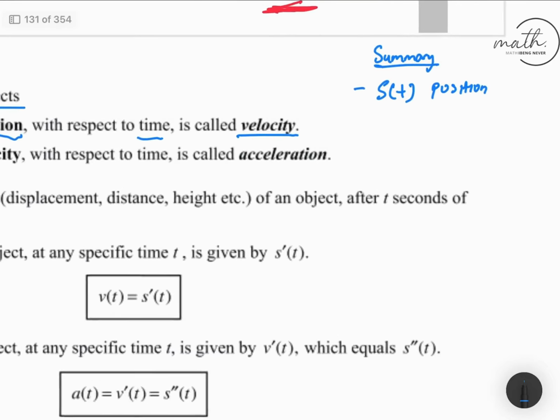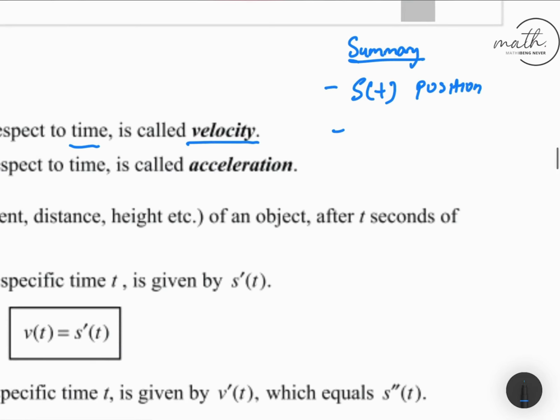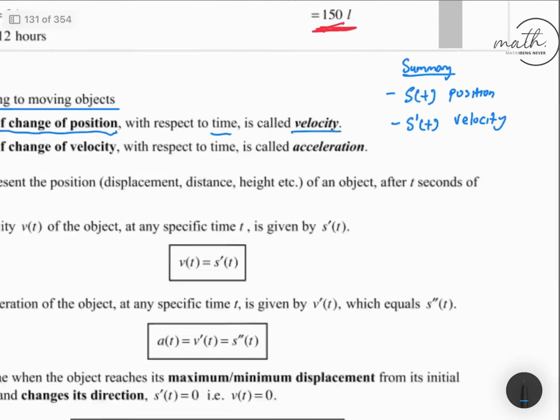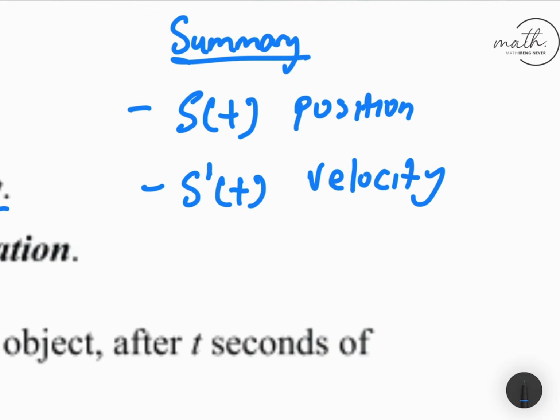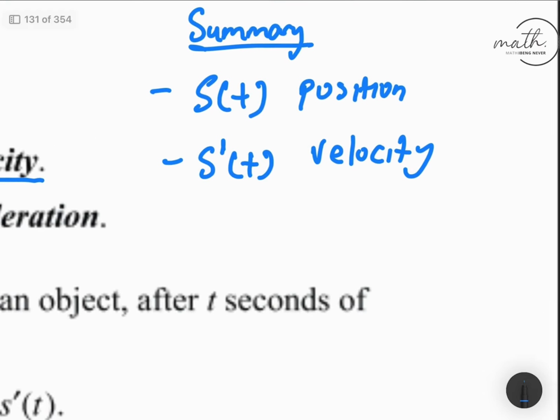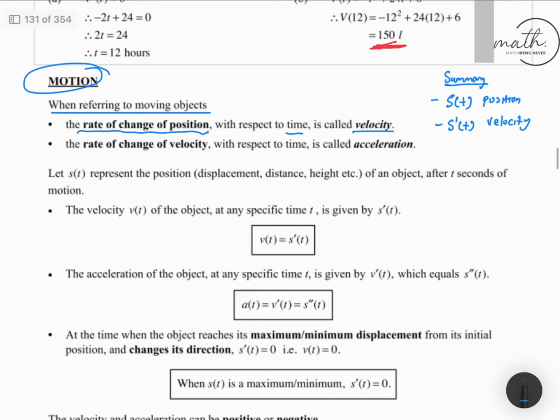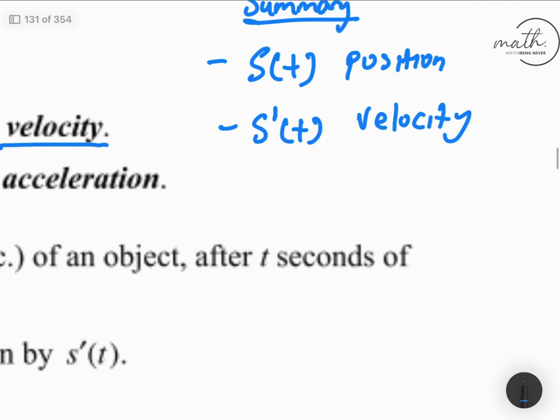Now, according to the first sentence, if you find the first derivative of that formula, you get what you call velocity. So you're going to get a formula that shows position, and if you find its first derivative, you get velocity. Next sentence: the rate of change of velocity with respect to time is called acceleration. So that means if you take that same formula and find the second derivative, they call that acceleration.